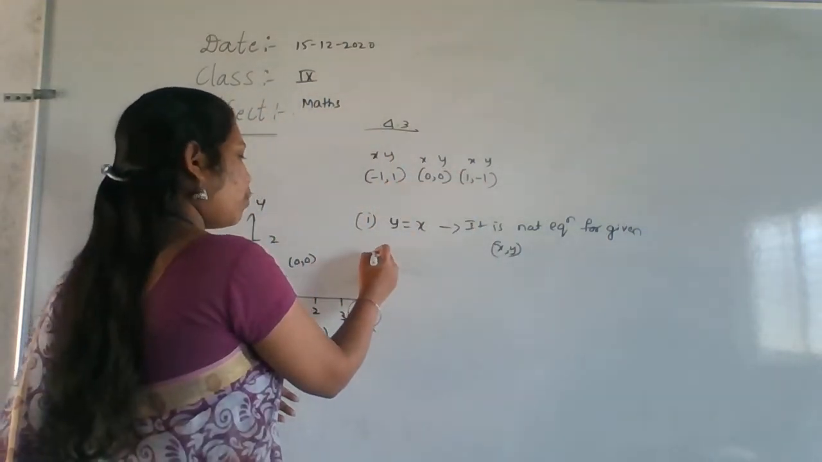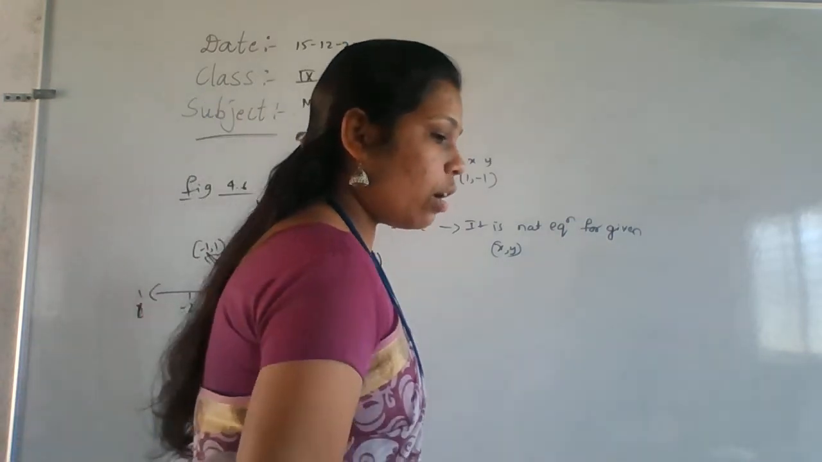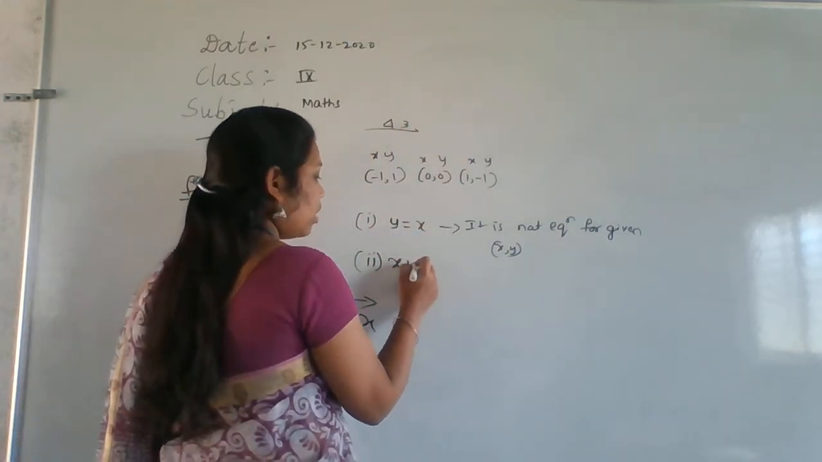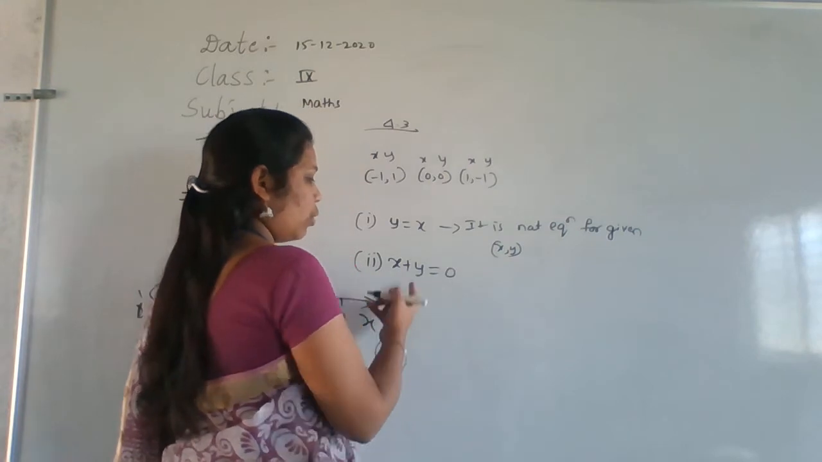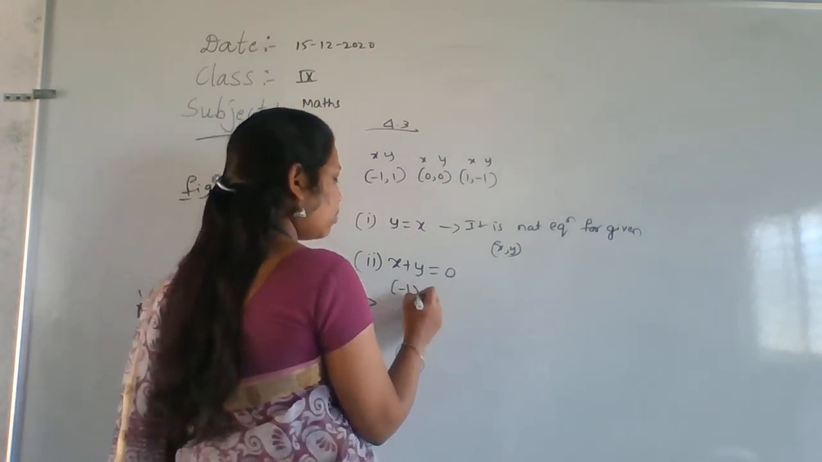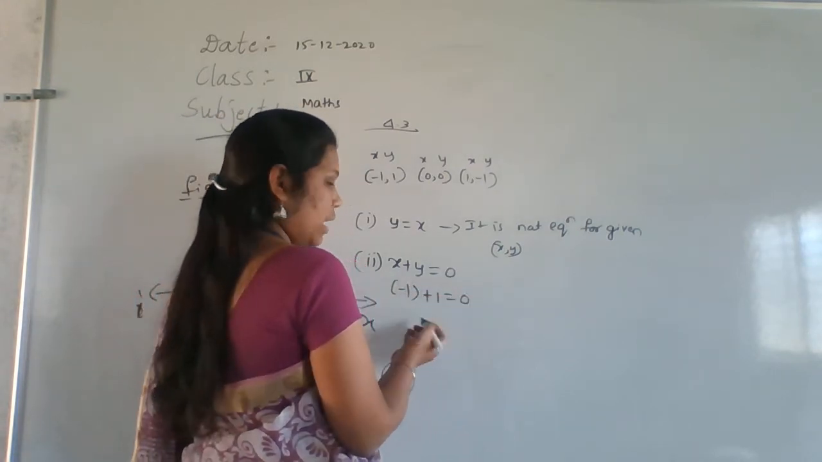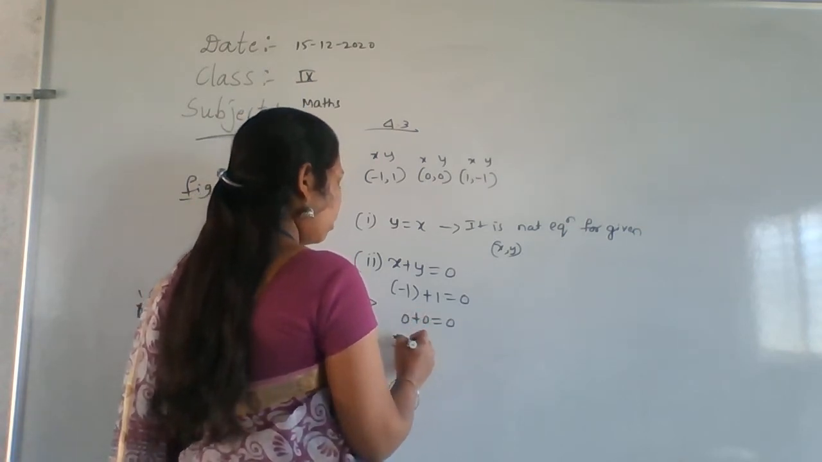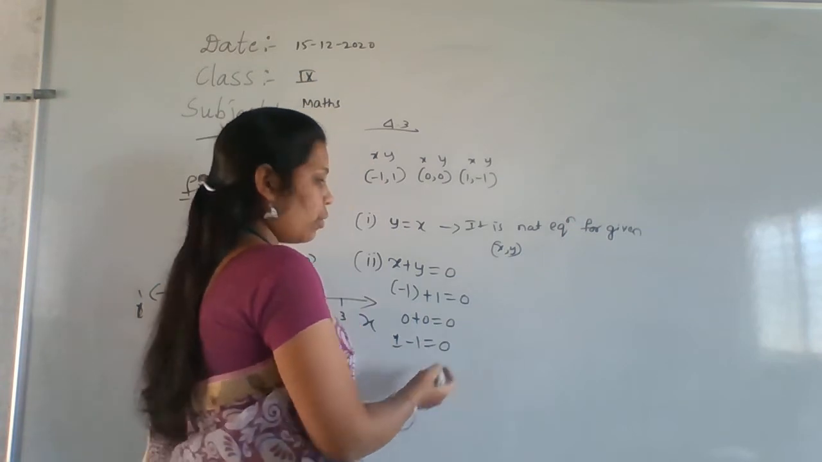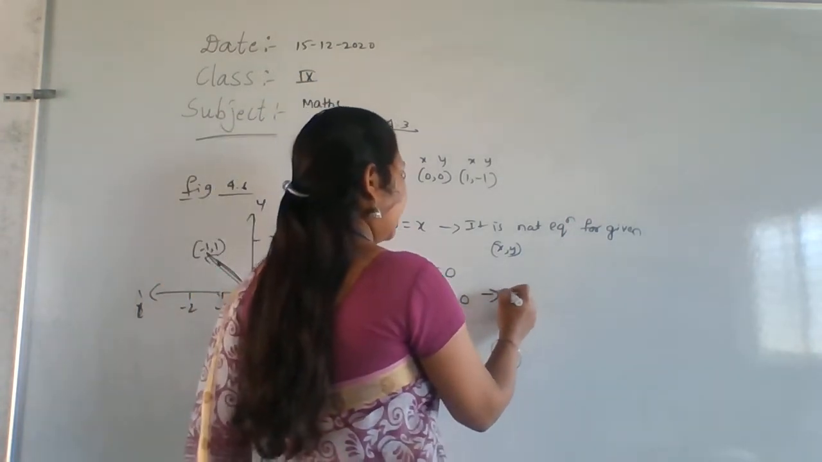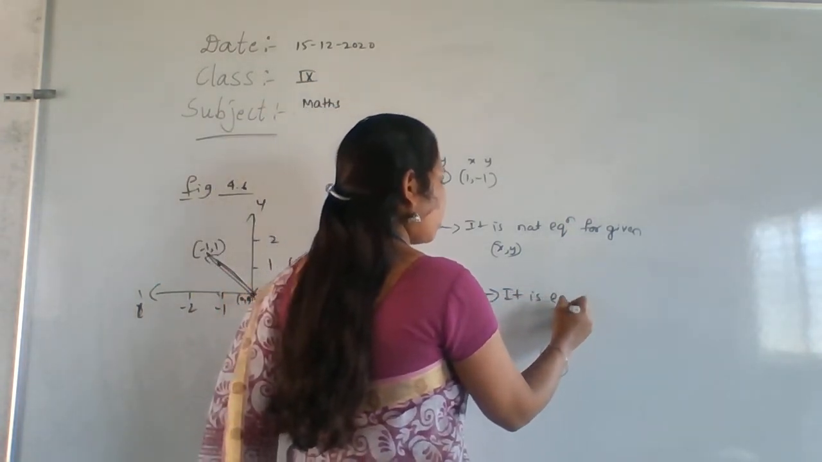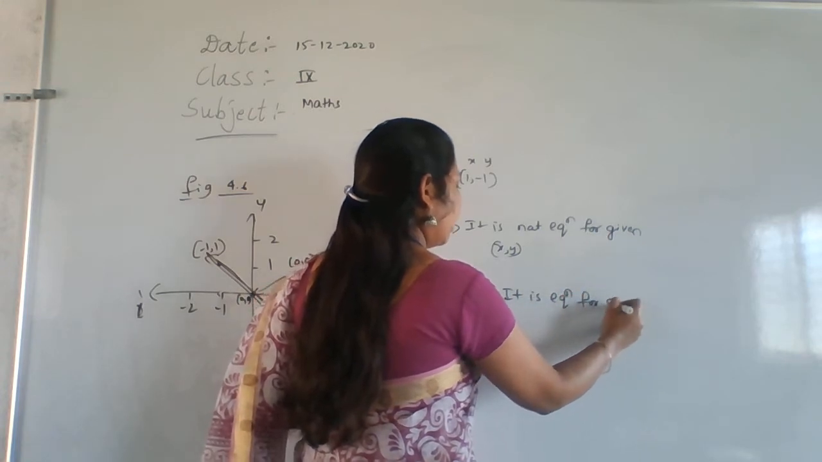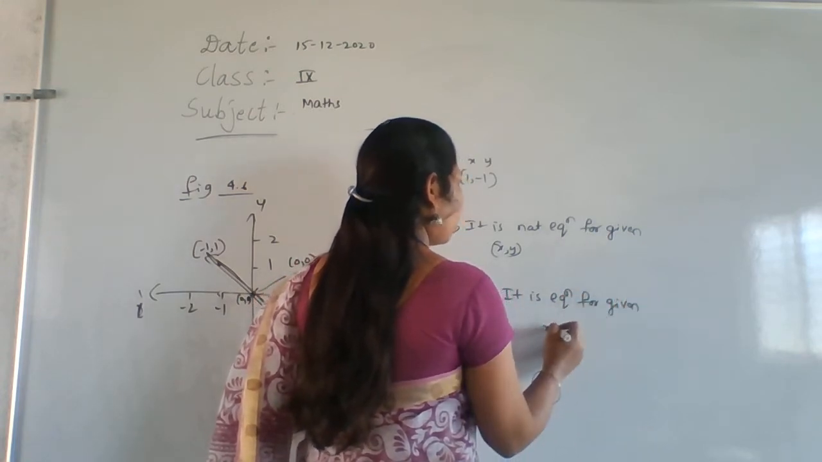Now check for the second equation. What is the second one? It is x plus y is equal to 0. Whether it is satisfied: -1 plus 1 is equal to 0. Yes. Next 0 plus 0 is equal to 0. Next 1 minus 1 is equal to 0. Okay, so therefore it is the equation for the given x, y.